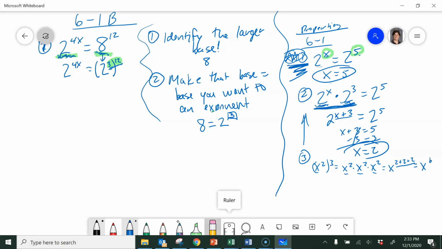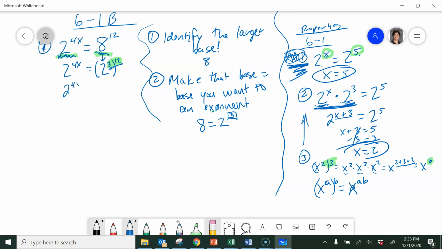Having said that, if we look at this, that means that if you have x to the 2 to the third, it's the same as x to the 6th. We get there by multiplying the exponents. So if you ever have an exponent to an exponent or a power to a power, you multiply them together. Okay, so that was the third and final property that we talked about in 6.1b.